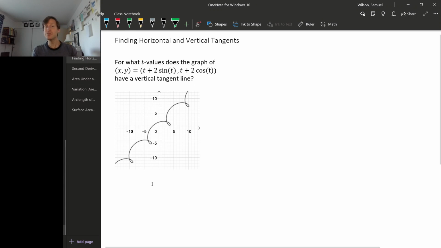All right, here's another sort of geometry problem we can solve. So for what t values does this graph have a vertical tangent line?